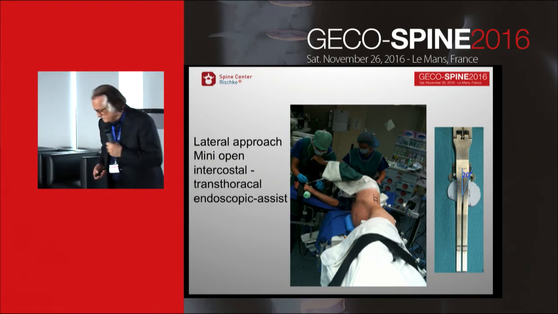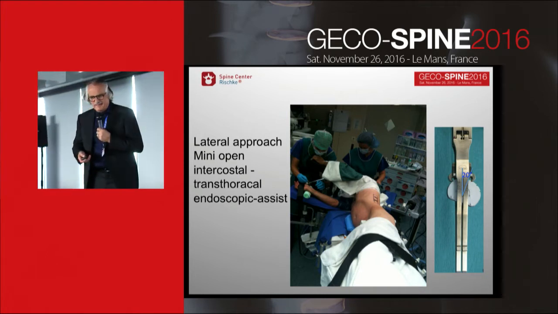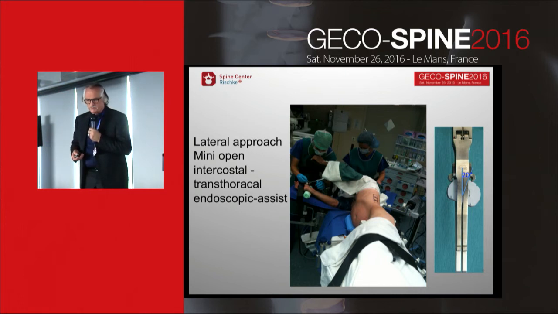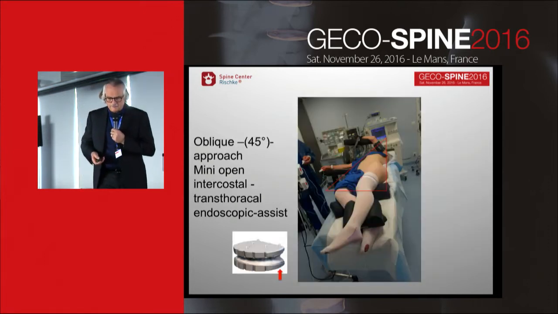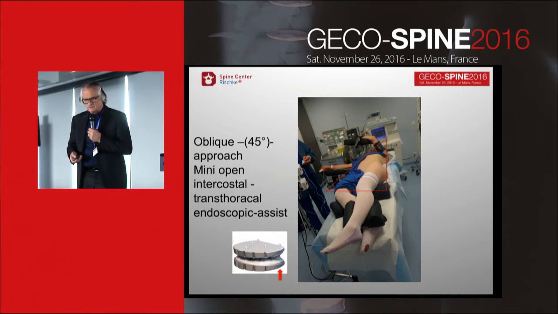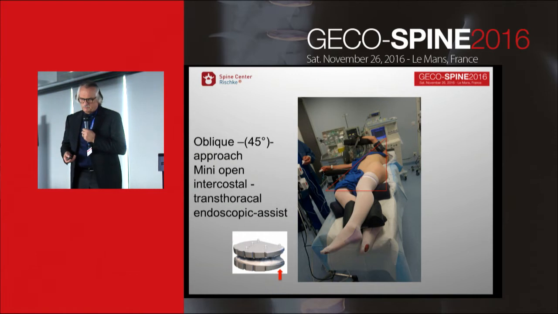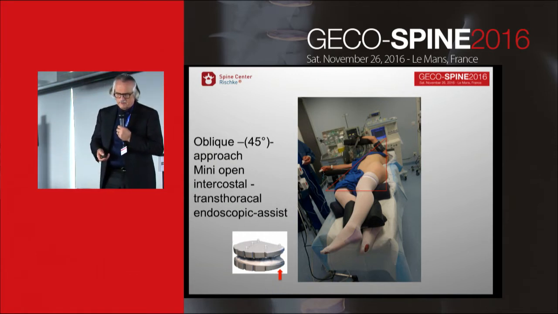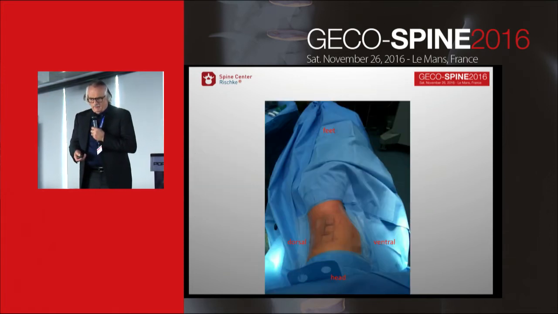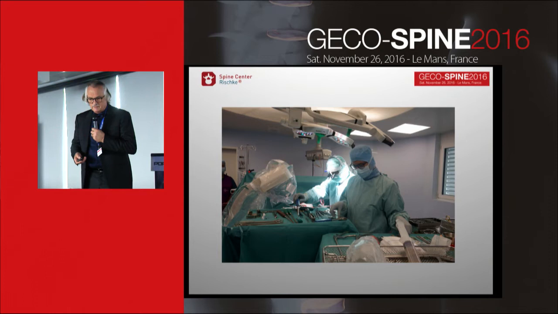So I did an endoscopic assisted approach for the exposure of the lateral spine. And as it is not possible to introduce the prosthesis strongly laterally, but more obliquely, I would recommend the anterolateral position in 45 degrees. Here the head is down and the feet are up. And this is me again.